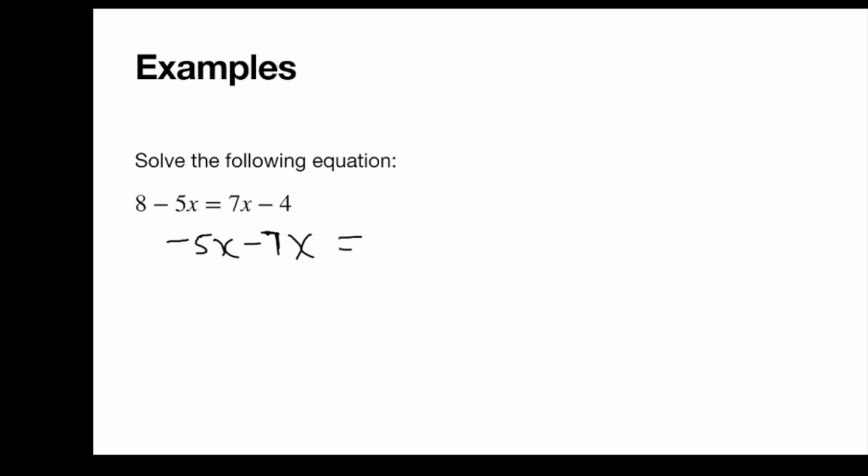And we have on the right-hand side a minus 4 already. You can keep it there. And then the 8 moves to the right. It is positive on the left-hand side, and it moves to the right-hand side and becomes negative, so that is negative 8. We then simplify that. Minus 5x minus 7x is equal to minus 12x. And on the right-hand side, minus 4 minus 8 will give you minus 12.